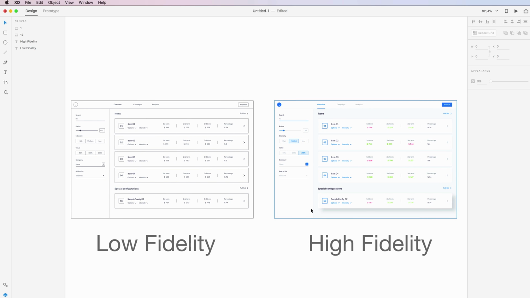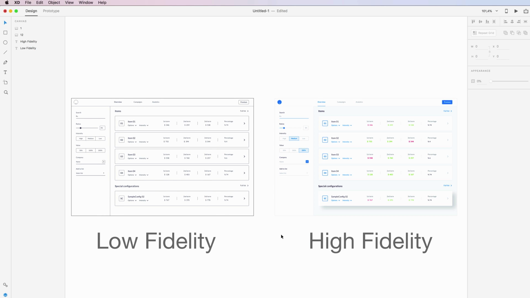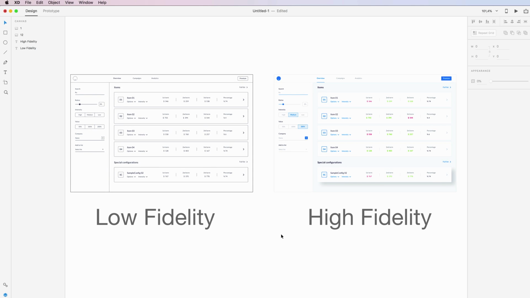And yeah, now we can continue with the course and we'll jump right into the tools of Adobe XD.